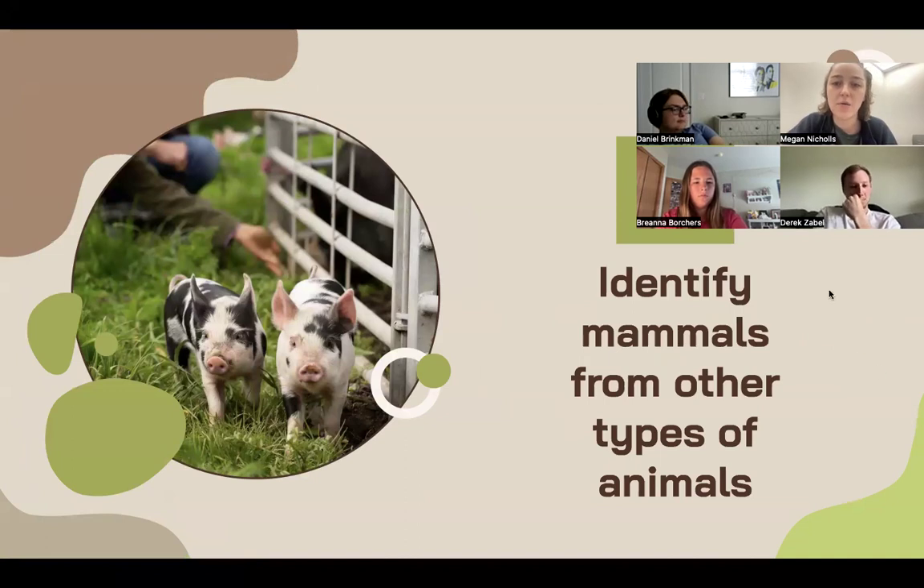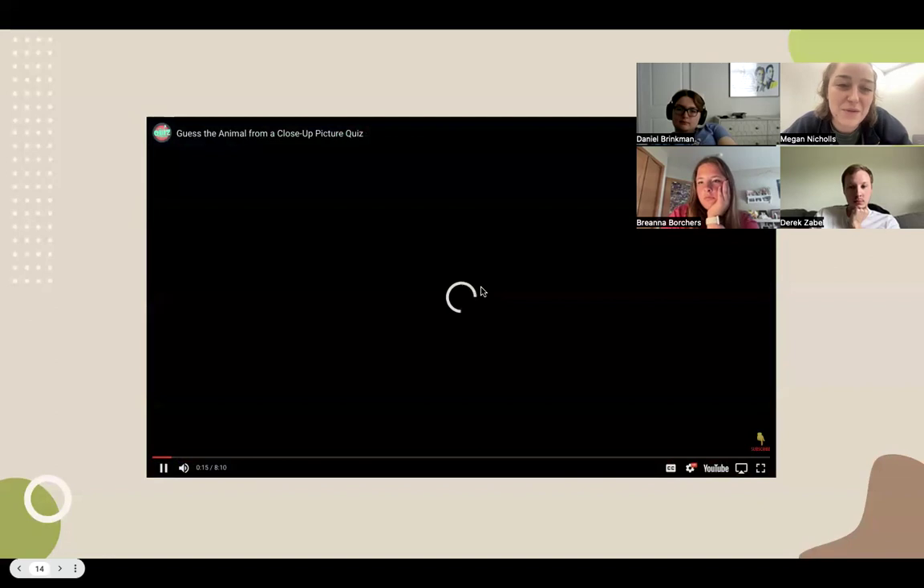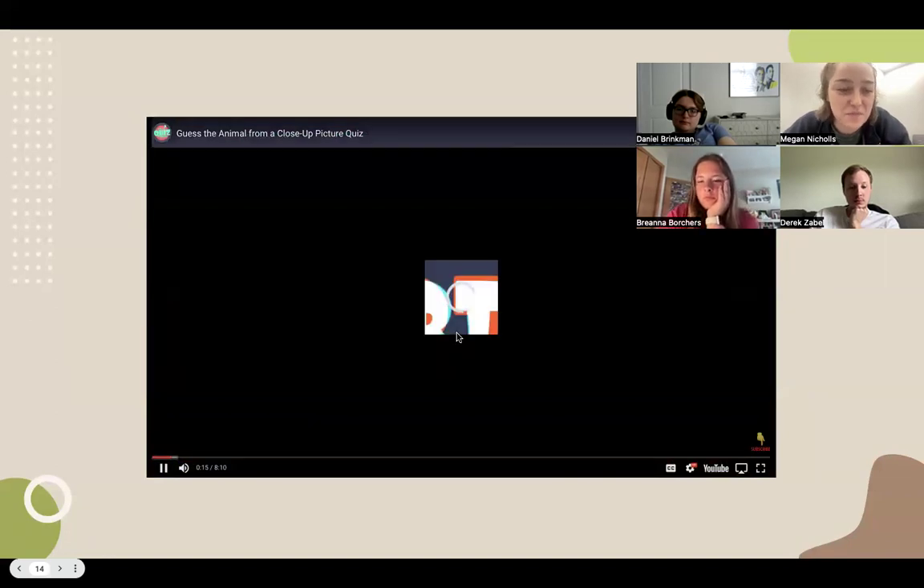All right, now that we've talked about their characteristics and defined mammals, let's identify mammals from other types of animals. We have an activity here where we get to guess the animal, but we're going to stop and talk about their fur and how that trait can help them in the environment that they probably live in. This will help us practice identifying animal traits and sorting between mammals and other types of animals.